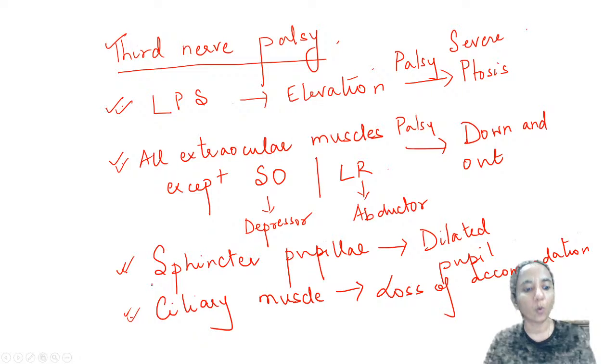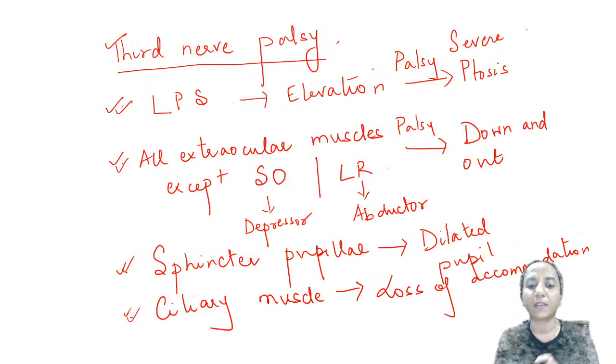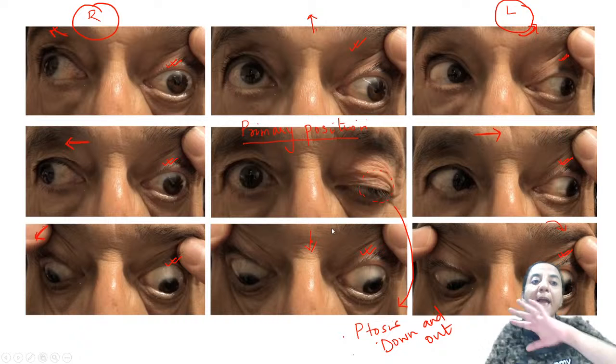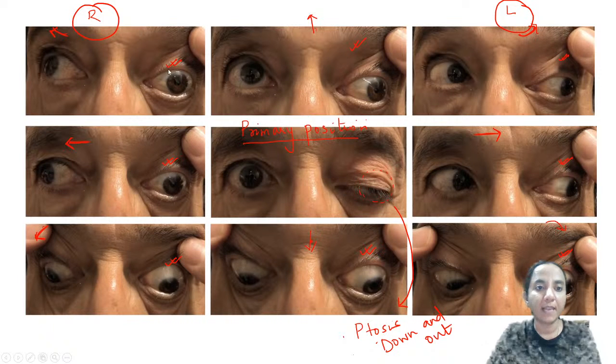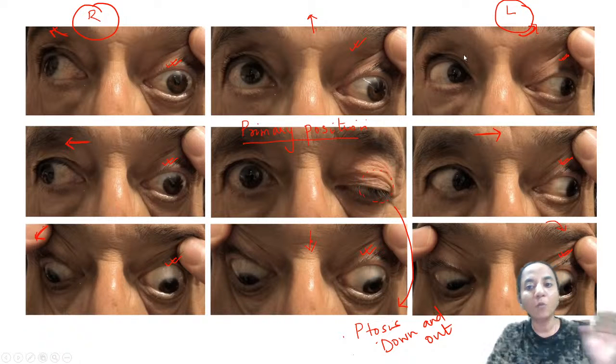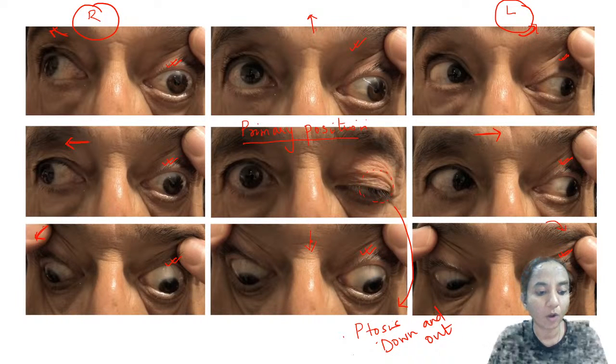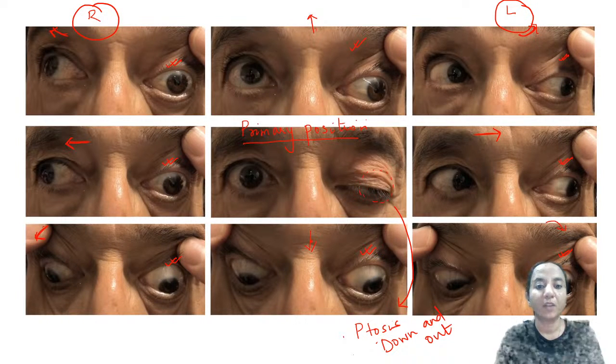So there is going to be a ptosis, the eye is going to be down and out, there is going to be a dilated pupil, and there is going to be a loss of accommodation. So in this patient, we see that there is a ptosis, the eye is deviated downwards and outwards, and all the movements are lost in the left eye. See, I have pointed out the left eye for you. If you look, all the movements in the left eye are paralyzed except for abduction. When the patient is looking to the left side, the left eye is abducting. But when he is elevating or depressing, or he is looking to the right side, his left eye is not moving at all. So this is a case of third nerve palsy.